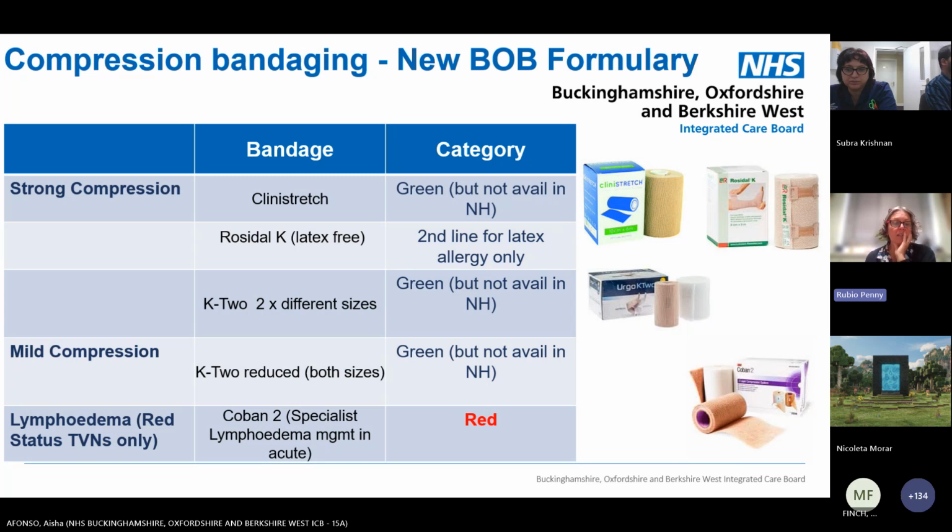The Coflex has gone in Oxfordshire, and both K2 reduced sizes are now available across all areas. Again, that's green on the Halo and CCOMs, but not available in nursing homes. And then on the red system, we have Coban 2, which is the specialist lymphedema bandaging, and that's only available through your tissue viability team. Next slide, please.